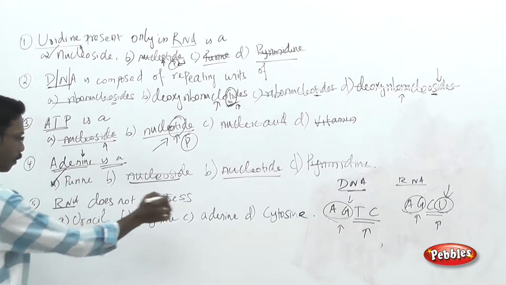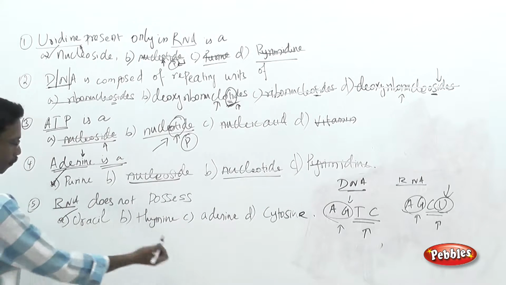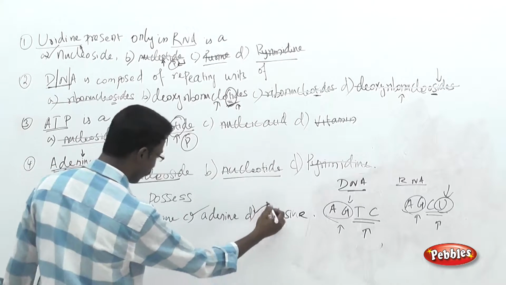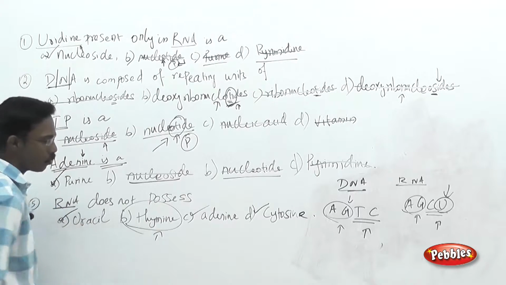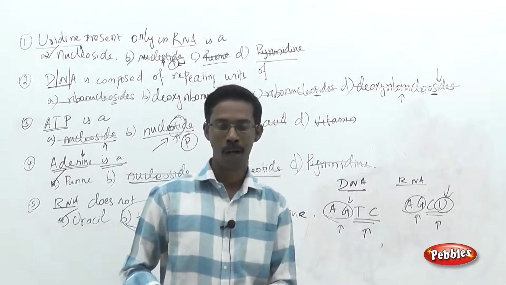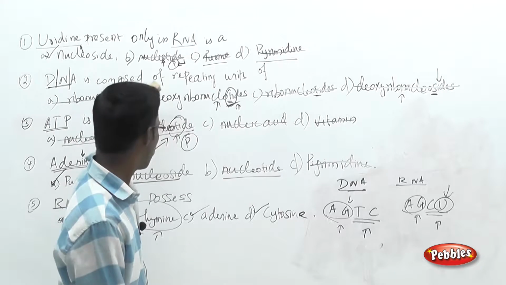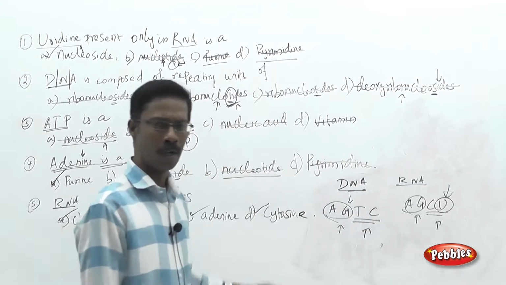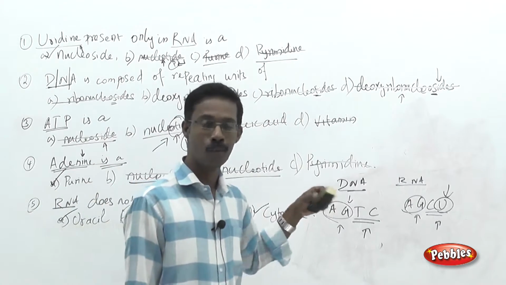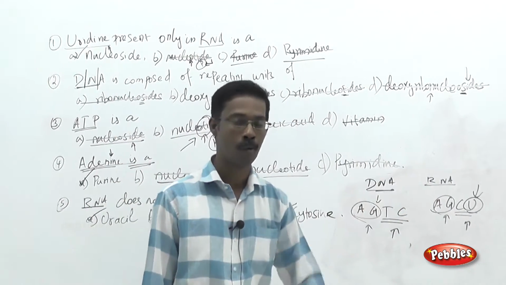So RNA does not possess... uracil is there, adenine is there, cytosine is there. Okay. So the answer is thymine. So thymine is absent from the RNA structure, ribonucleic acids. So this is how you can expect the question from the nucleic acid topic, and we are going to continue the patterns of questions we can expect from the topic, the nucleic acids.